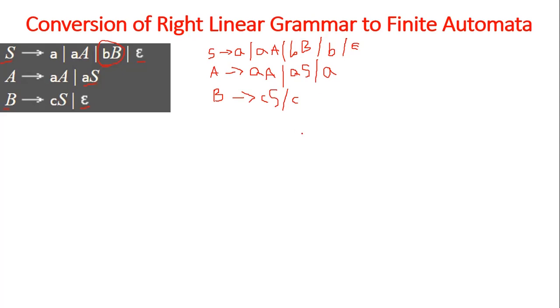Now let's convert this grammar into finite automata. If you observe this, there are three non-terminals S, A, and B, and each non-terminal will act as a state. And as I said earlier, you have to add one extra state called F as a final state.